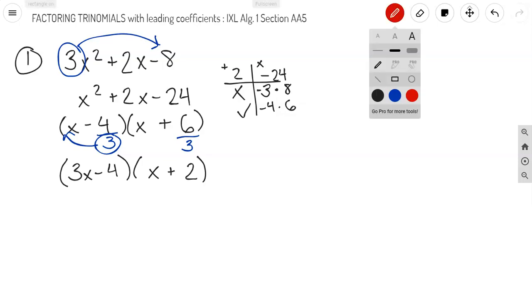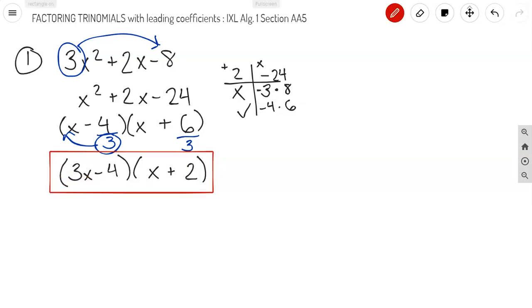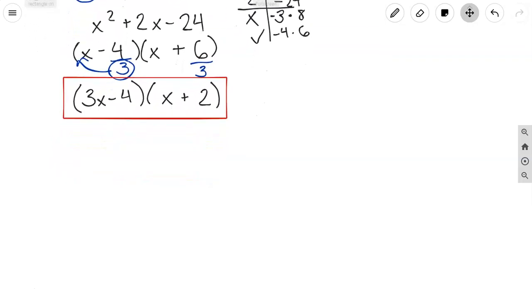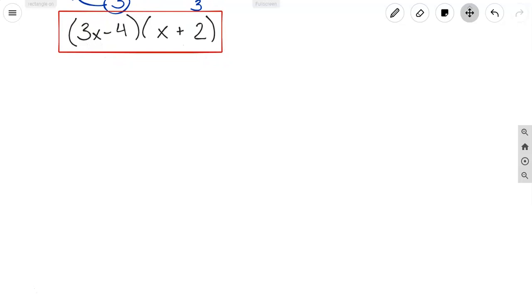That is my answer. These are the hardest problems you are going to get with factoring, so if you're able to factor these, the others should be not too difficult for you. I'm going to go ahead and look at example number 2.